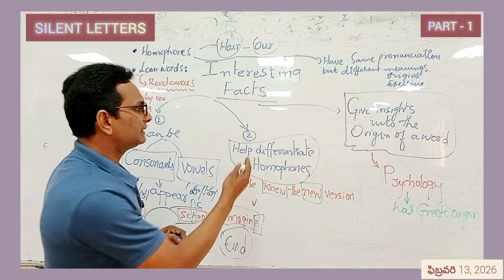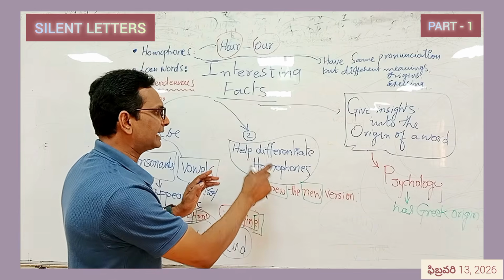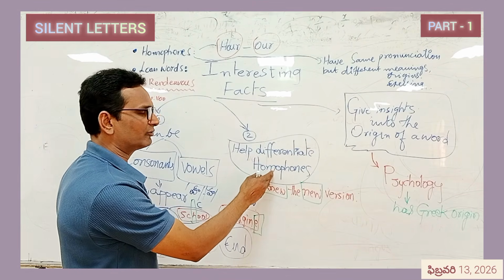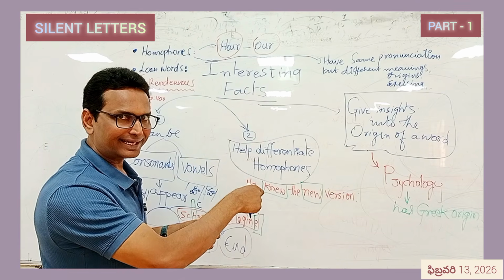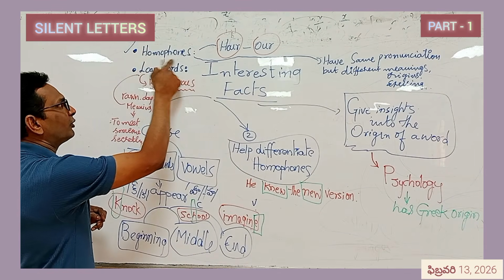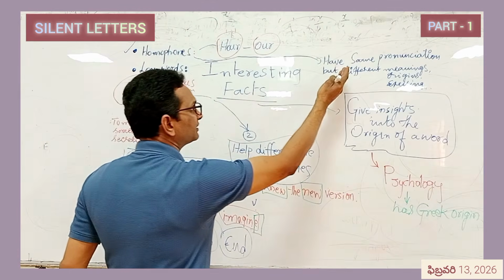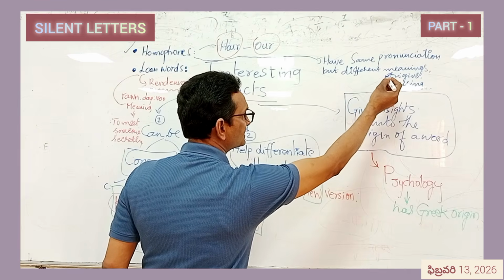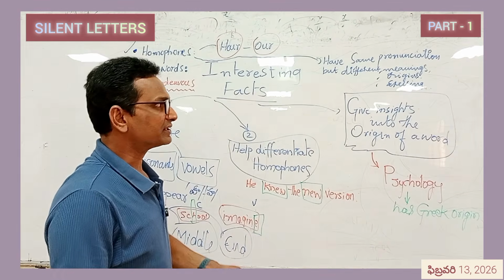Number two, silent letters help differentiate homophones. In order to understand this entire sequence, we should know firstly what homophones are, and what their space and role is in English language. Now let's go to this particular bullet here. Homophones, H O M O P H O N E S. The definition is here. They have the same pronunciation but different meanings, different origins and spelling. So this is very, very important.